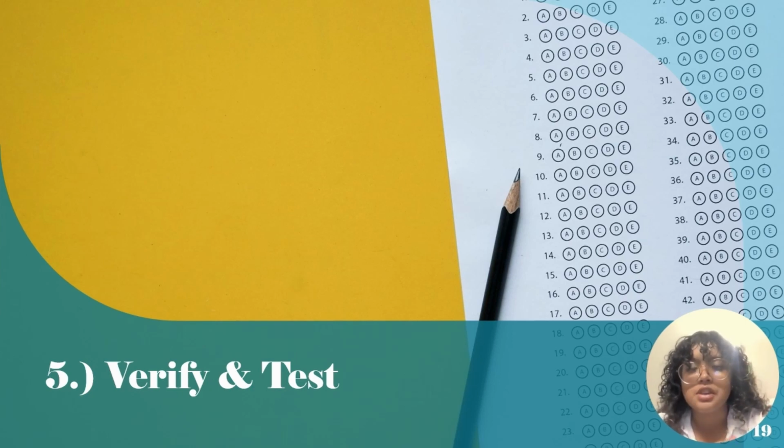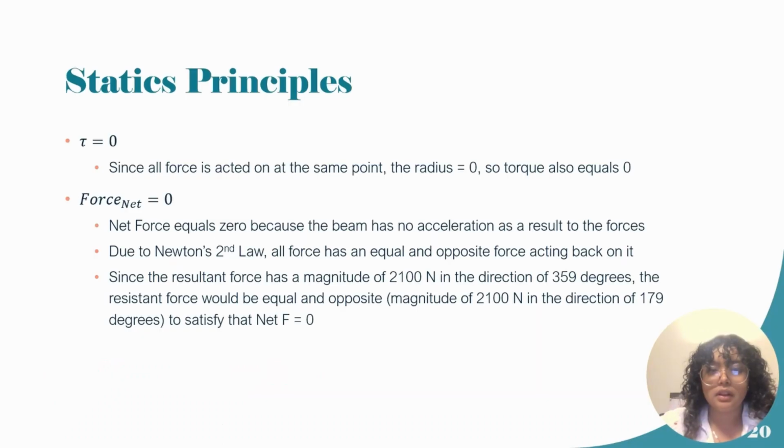And finally, after all that suffering, we can move on to the fifth and final step of the problem-solving process, verifying and testing our answer. So to begin verifying our answer, we first have to go over the statics principles to defend it. Since all forces act on the same point, the radius equals 0. Therefore, torque also equals 0. Secondly, the net force also equals 0 due to the fact that the beam has no acceleration as a result of the forces acting upon it.